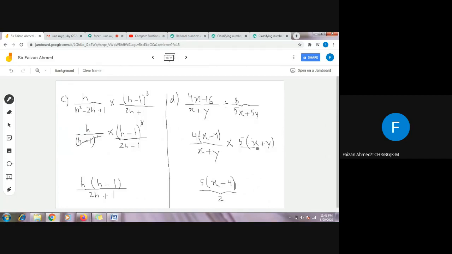And it will be 8 in the denominator, and you can see that this x plus y and this x plus y will be cancelled out. This is 4 ones are 4 and this is 4 times 2, and there is nothing cancelling out more, so this is the final answer, 5x minus 4 upon 2.